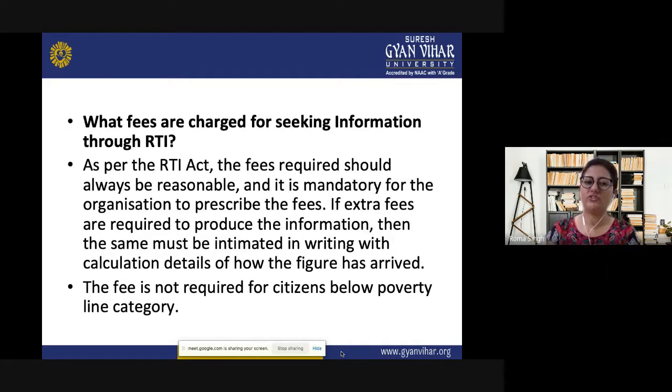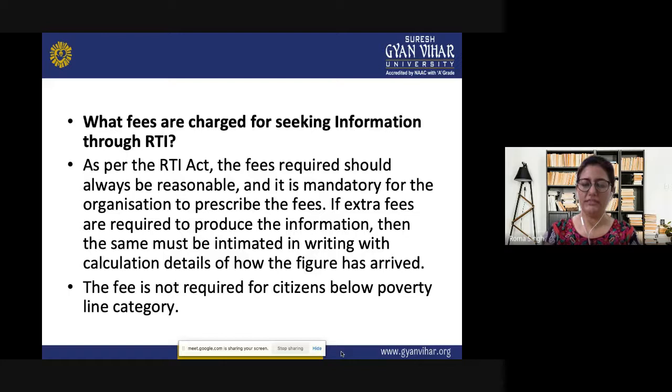What fees are charged for seeking information through RTI? As per the RTI Act, the fees required should always be reasonable, it should be minimum, and it is mandatory for the organization to prescribe the fees. If extra fees are required to produce the information, then the same must be intimated in writing with calculation details of how the figure has been arrived at by the department.